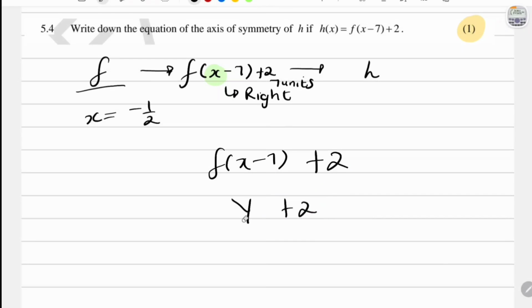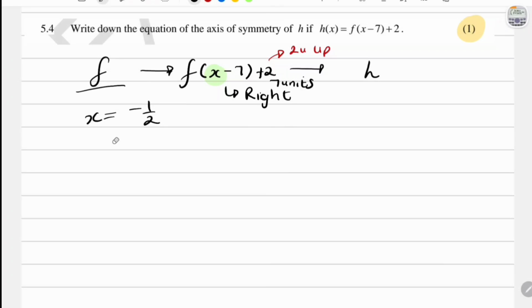The y values on a Cartesian plane control the up and down movements. If you have a plus 2, there's no confusion in this one. Plus 2 really just means that the graph is moving 2 units up. So 2 units up, that's all it means. If it has a minus, it's moving down. So since we know this now, we know the translation. This graph just moves 7 units to the right and 2 units up.